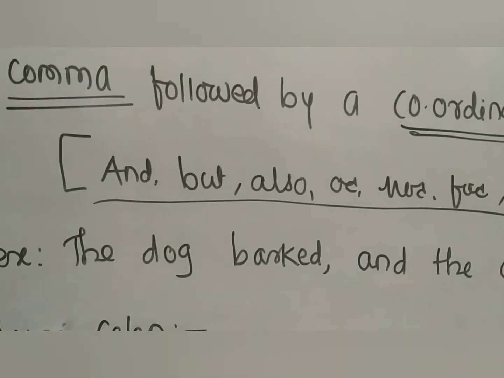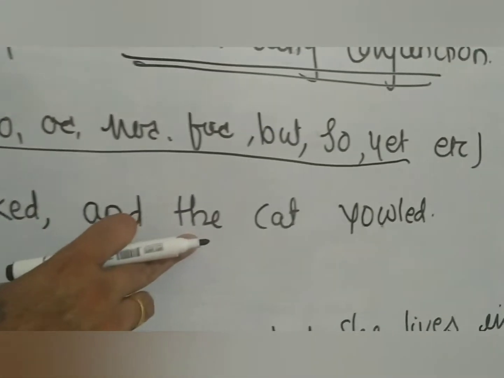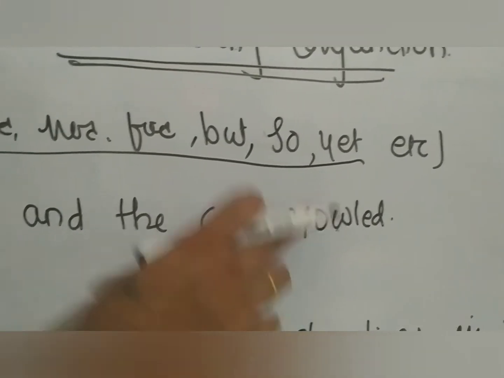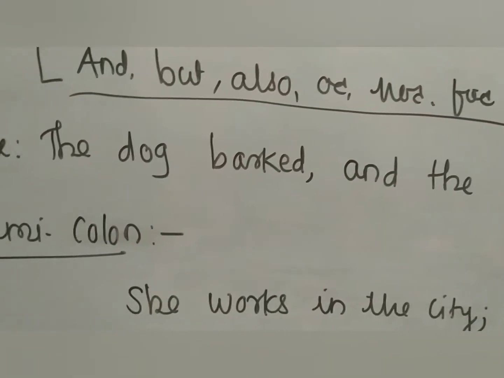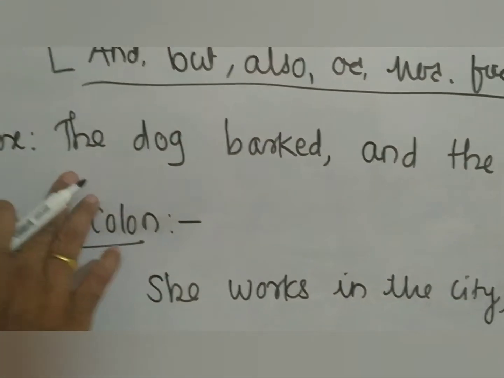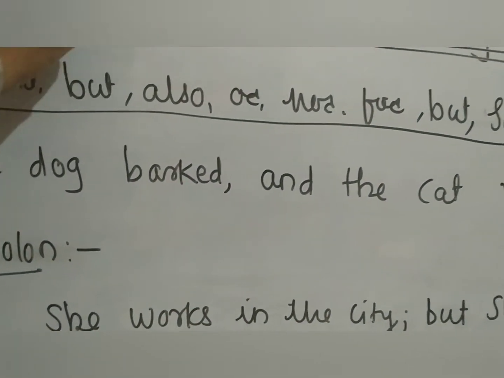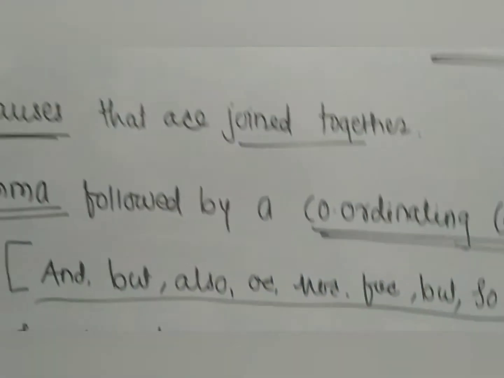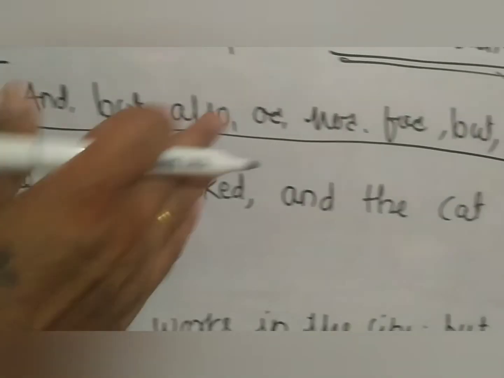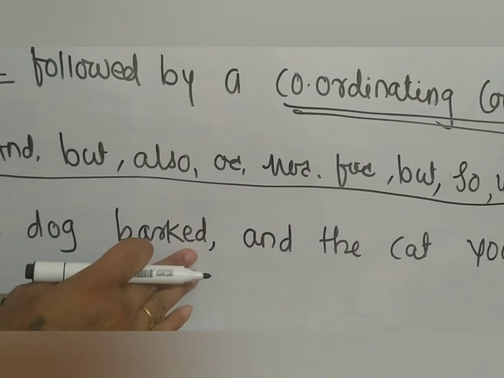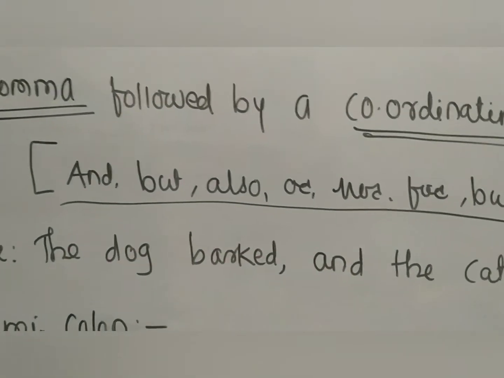Now see the examples. Friends, the first example is: the dog barked, and the cat yowled. Now friends, in this sentence there are two clauses. You must analyze this sentence properly. If you analyze it, you get this information. Now see how to identify this sentence. In this sentence there are two clauses, there is a coordinating conjunction and there is a comma.